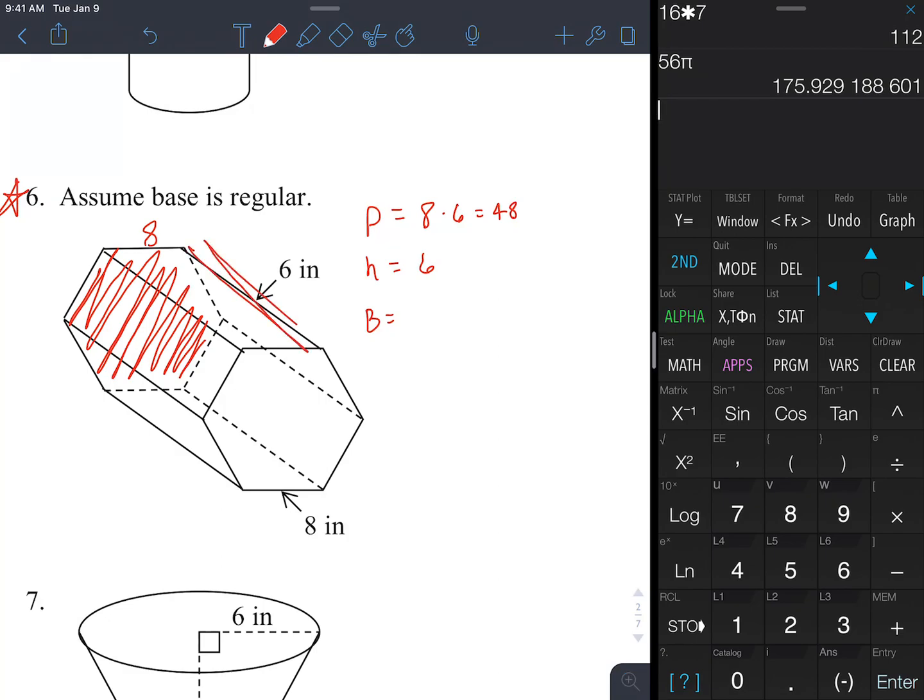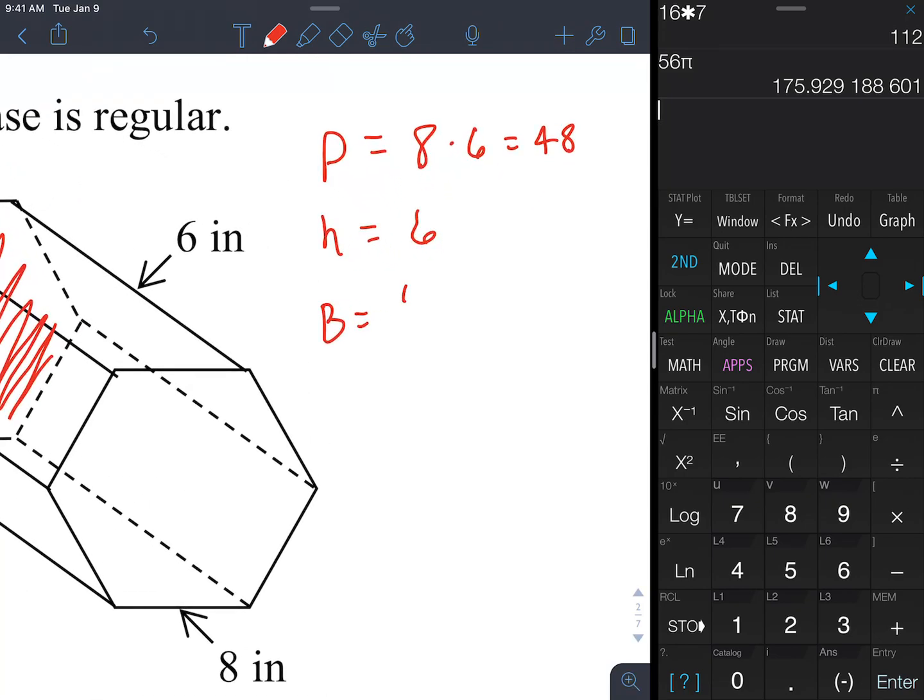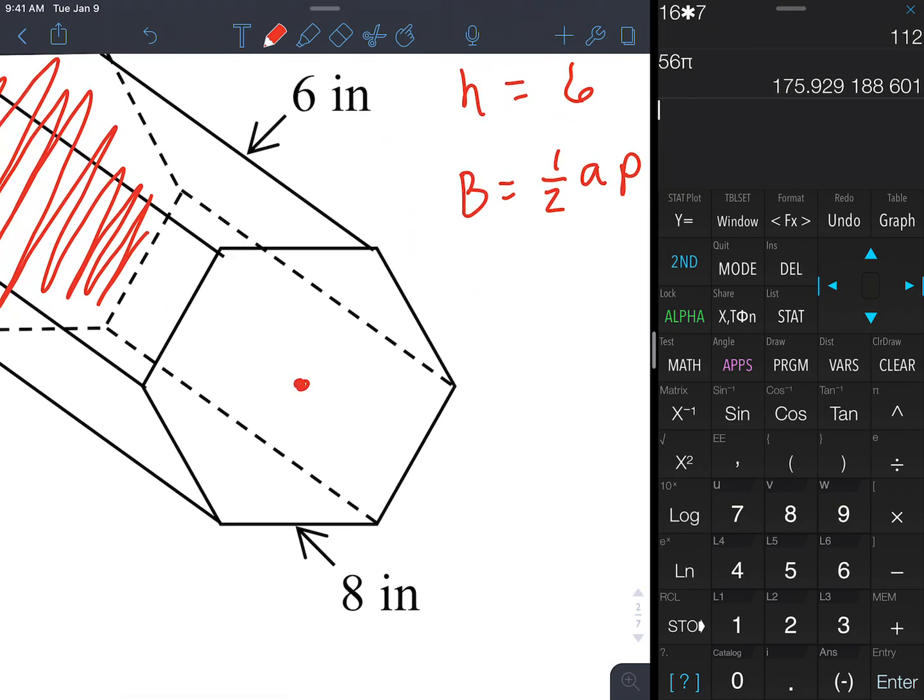The height is always the distance between your two bases. All right, and the area of the base. The area of the base for a regular polygon was this formula we learned a couple units ago. It's 1/2 the apothem and then times the perimeter. The apothem piece is from the center straight down. It's a perpendicular bisector.